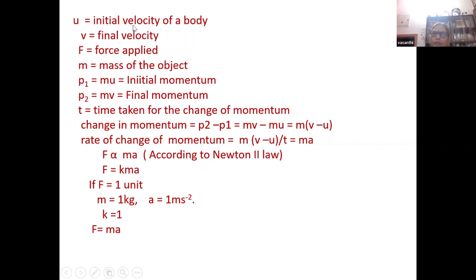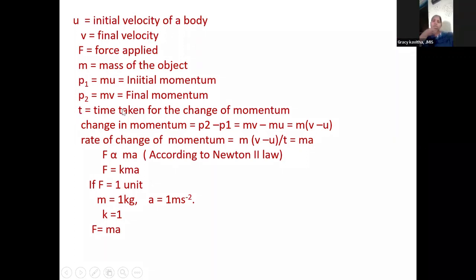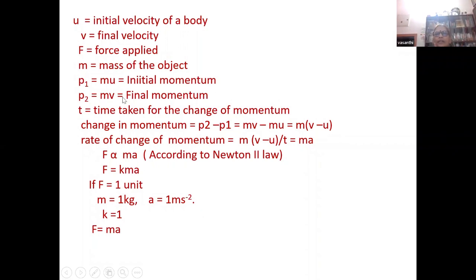So whenever you do the derivation part, you have to correctly define what are the physical quantities you are introducing. Write them on the board. If u is the initial velocity, v is the final velocity, F is the force applied, m is the mass of the object, p1 is the initial momentum, p2 is the final momentum, and the time taken for the change in momentum is t. So what is the change in momentum? Change in momentum is this. This change in momentum takes place in a small interval of time t.